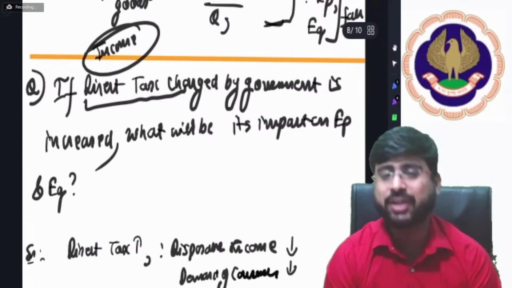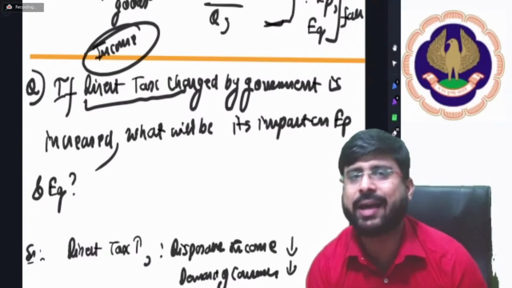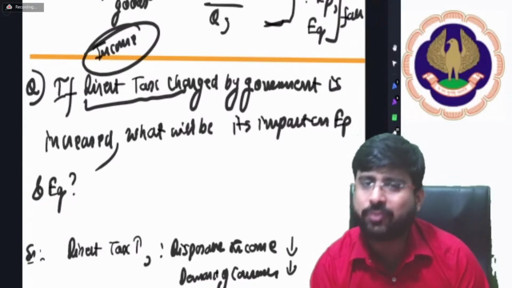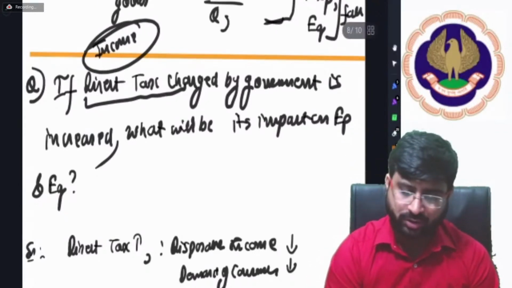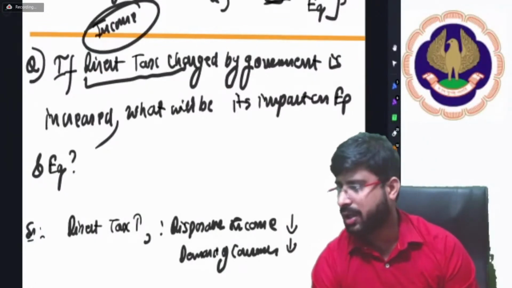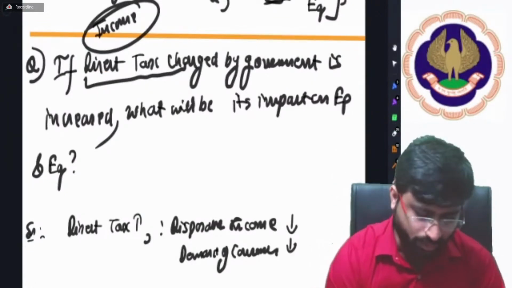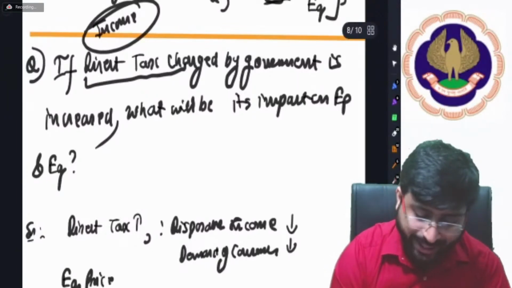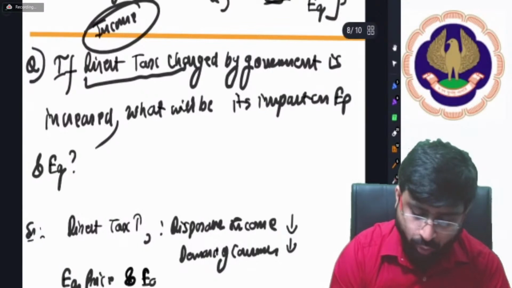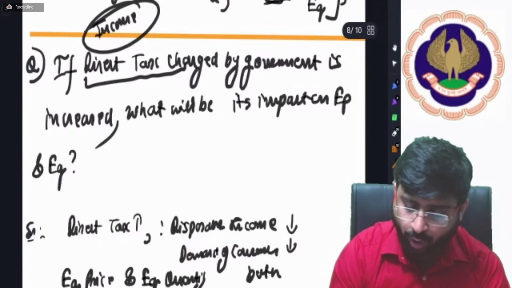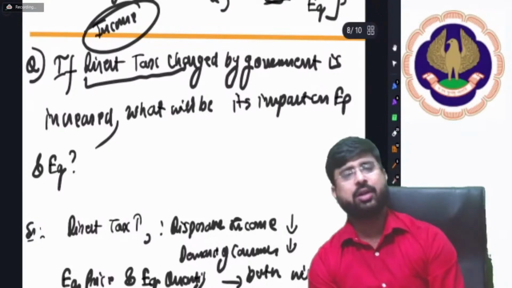Remember, this has to be understood. It's not going to affect supply, because it is not charged on goods and services. It is charged on income of the consumer. So as a result of this, income is falling down. So demand is going down. Acha, logical. And therefore, your answer will be equilibrium price and equilibrium quantity both will fall.